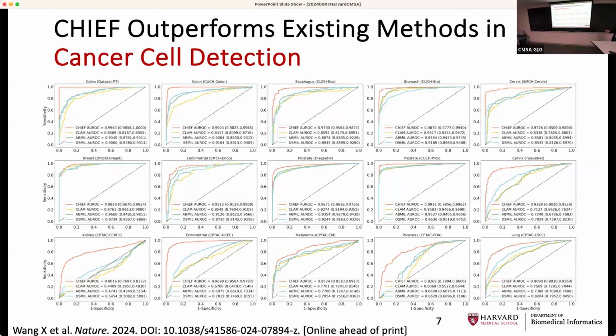And in this result, we are showing the standard ROC curve, the receiver operating characteristic curve, where the x-axis is 1 minus specificity, and the y-axis is the sensitivity. So the closer to the upper left corner means the model has better performance. And we show that our method, shown in red, has near perfect performance in detecting cancer cells within many types of cancers, including colorectal cancer, esophageal cancer, stomach cancer, and many others listed in this figure. And comparing with many prior published approaches, we have an improvement of around 10 to 15% in the area under the curve in the cancer detection task.